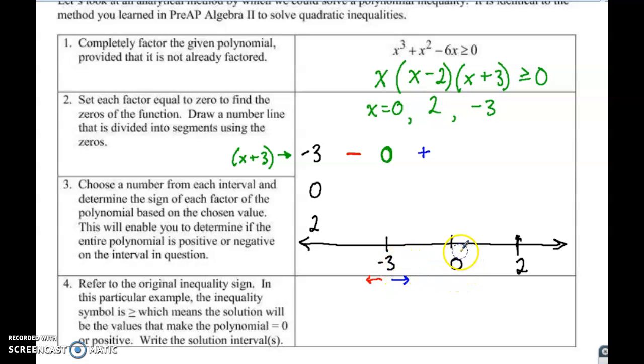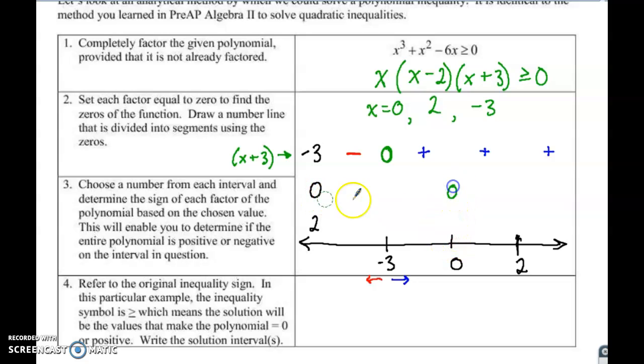But I could have also put a number between 0 and 2, like 1. Well, what kind of number do you get when you do 1 plus 3? You get a positive. And then pick a number to the right of 2. You get a positive. Now, the shortcut that people figure out is that you put a 0 where that value is, negatives to the left and positives to the right. All right? And that still works for x equals 0.